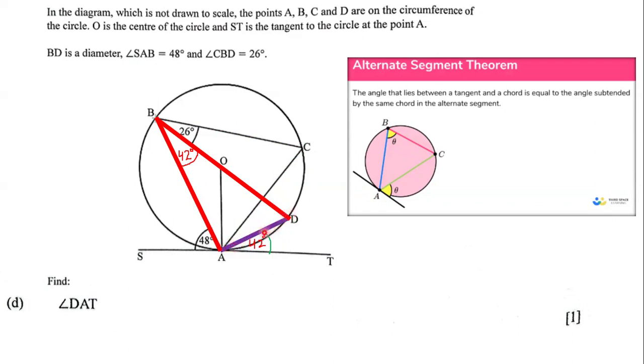So this is the chord, and this is the tangent line. The angle formed between the tangent line and the chord is equal to the angle that is subtended by the same chord. We know that this angle, which measures 42 degrees, is subtended by the chord in purple because the legs of this angle rest on this purple chord. So if this is 42 degrees, this must be 42 degrees because they are equal. And so angle DAT is equal to 42 degrees. That's the answer because of the alternate segment theorem.